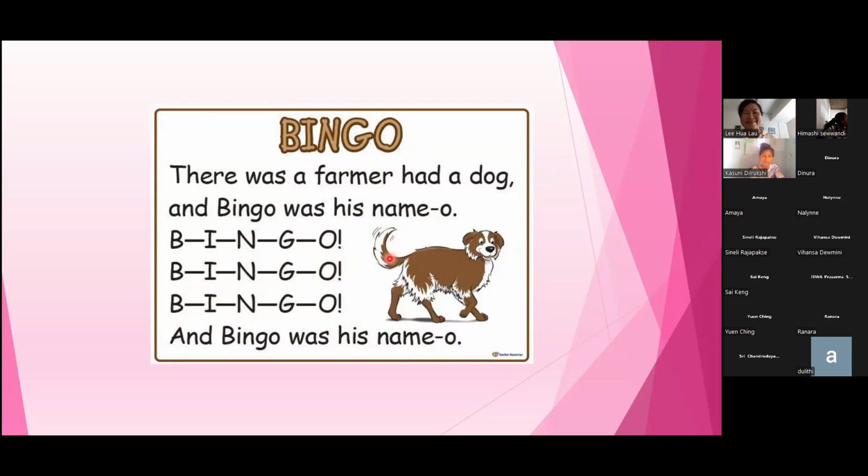Oh, very good. Okay, so now what we're going to do is we are going to take away the B and we're going to clap hands. So you listen to me first, okay? There was a farmer, had a dog, and Bingo was his name. Oh. So now you're going to sing with me. We are going to take away the B and the I, and we're going to clap hands. Okay, ready, go.